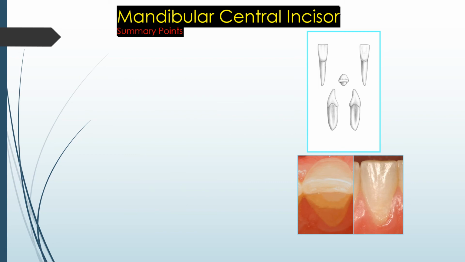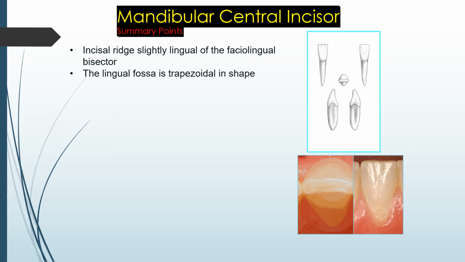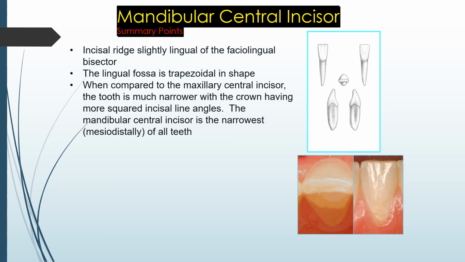Now, we'll just summarize the main points of a mandibular central incisor in terms of its identifying and distinguishing characteristics. First of all, the incisal ridge is slightly lingual of the faciolingual bisector. The lingual fossa is trapezoidal in shape. When compared to the maxillary central incisor, the crown is much more angular. It has much more squarish incisal line angles. Mandibular central incisor is considered to be the narrowest in terms of mesiodistal dimensions of all the teeth. It is also the smallest tooth in the oral cavity.